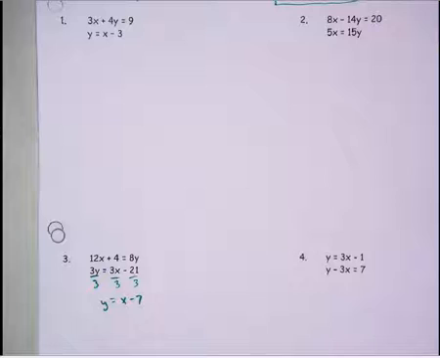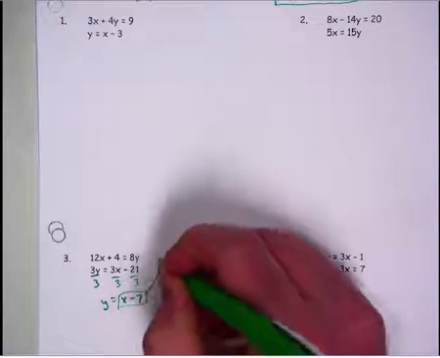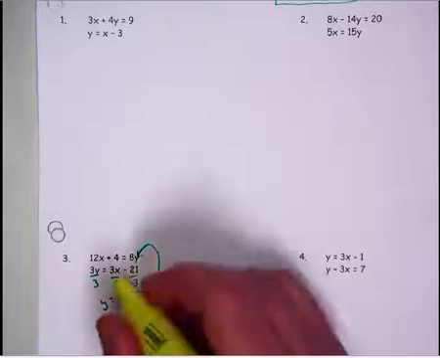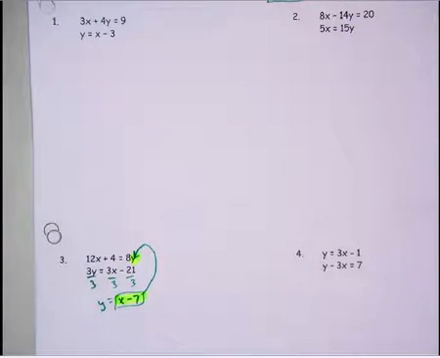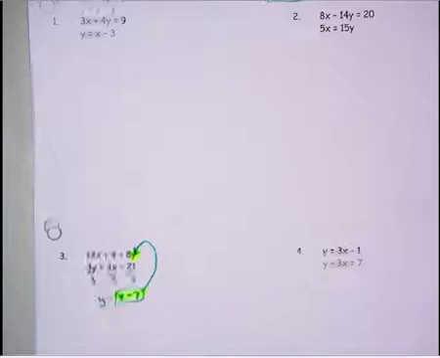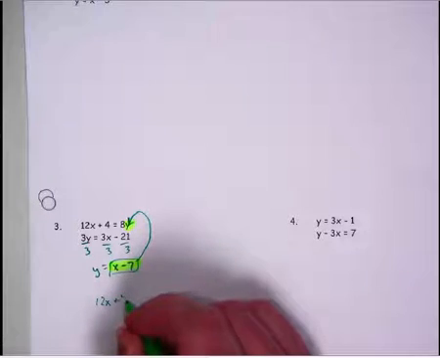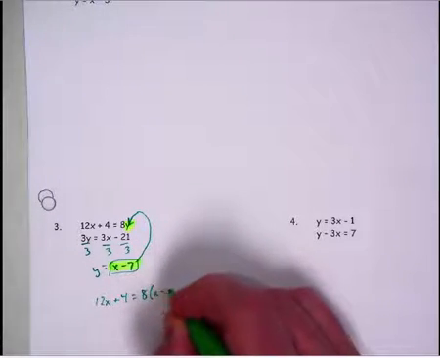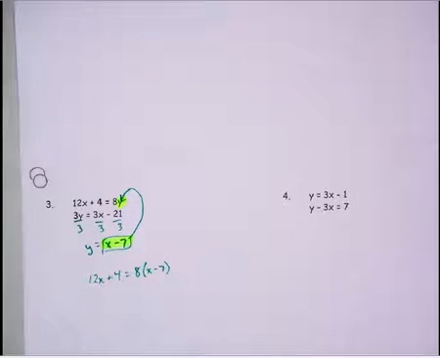But that's good because now I can take x minus 7 and I can put it in place of y in the first equation. Again, remembering that substitution means the word replacement. So since y is x minus 7, I'm going to replace that for y in that equation. And when I do that, it will look like 12x plus 4 equals 8, but instead of y, I put x minus 7. Now I can solve that single equation for x.